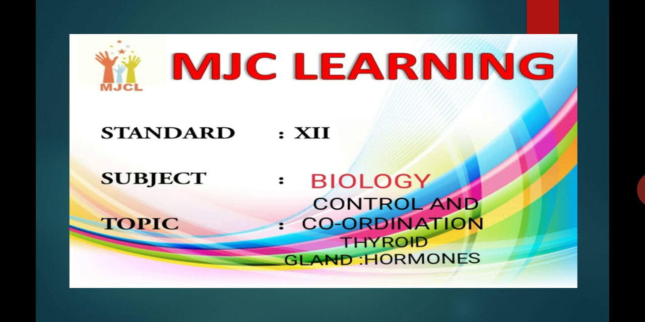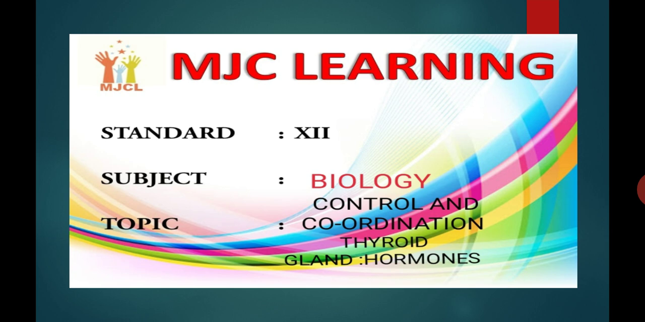Thyroid gland is the largest endocrine gland. It is situated in the anterior region of the neck and just below the larynx. The size of the thyroid gland is 5 into 3 centimeter. The shape of the thyroid gland is shield shape or butterfly shape or H shape. Thyroid gland is about 25 gram in weight. It is brownish red in color.